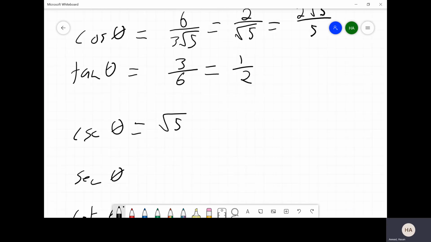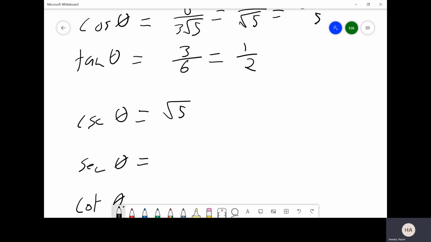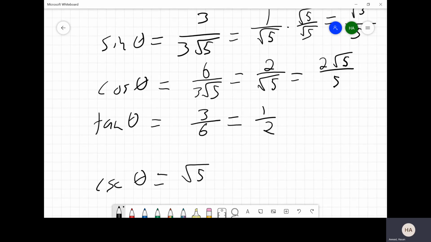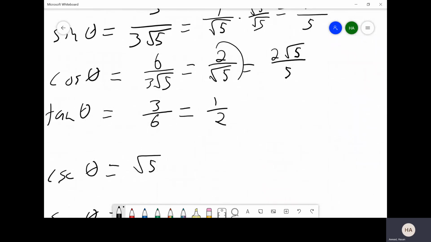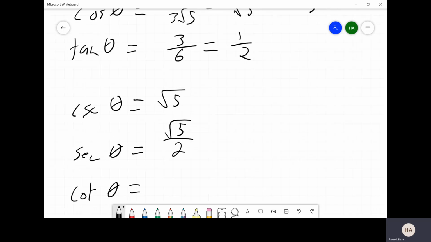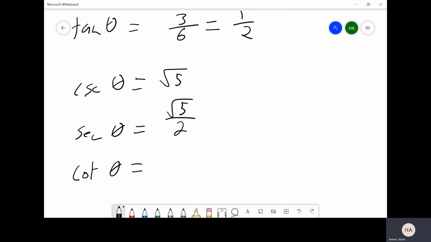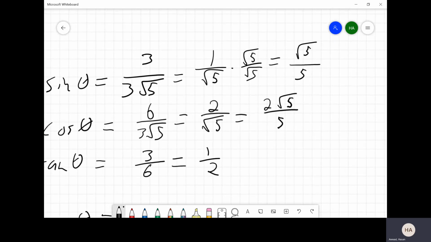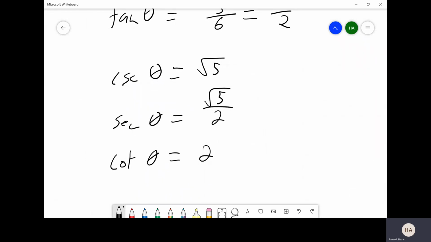Okay, moving on to secant theta. For secant of theta, again, we look at cosine. We see that we have essentially this piece right here. I'm just going to skip the rationalization step because when I flip this, my radical is going to be on the top. So we're going to be looking at square root of 5 over 2. And for cotangent, instead of it being 1/2, it's 2 over 1, and 2 over 1 is simply 2. Okay, so based off of everything that we just found, we can find the other 3, and now we found all 6 trigonometric functions.